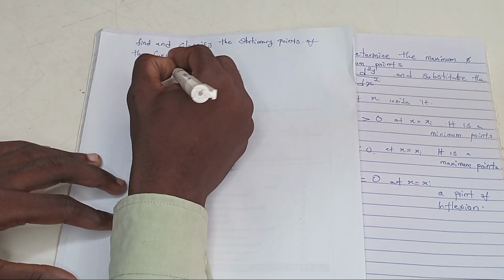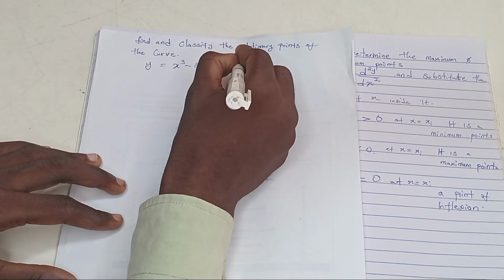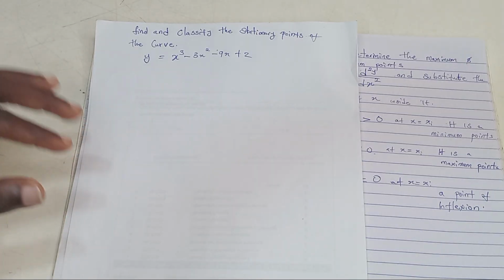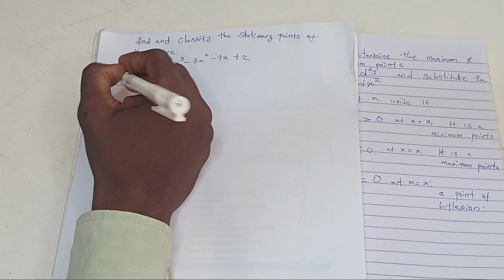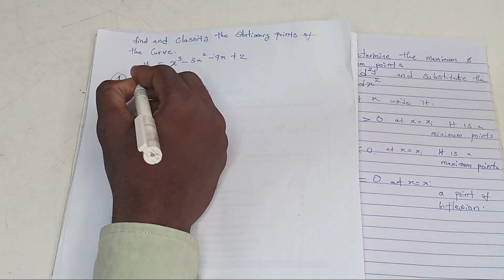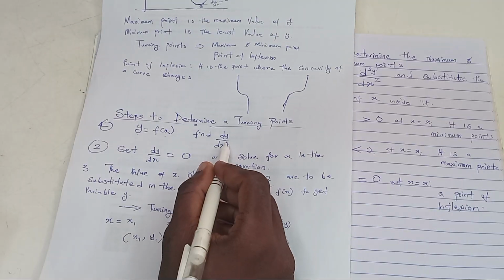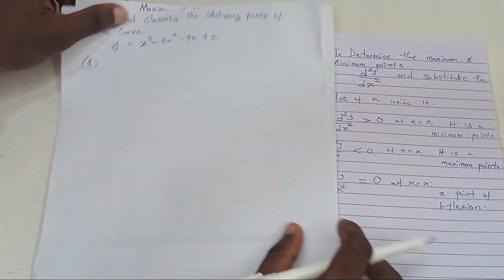y equals x cubed minus 3x squared minus 9x plus 2. Good. The question says you want to find the stationary point and you should classify the stationary point. So any point you get, you have to classify it. What are the classifications? Is it a minimum? Is it a maximum? Is it a point of inflection? Good. Okay, so let's start. So the first step, if y is a function of x, find dy/dx. So let's differentiate this.